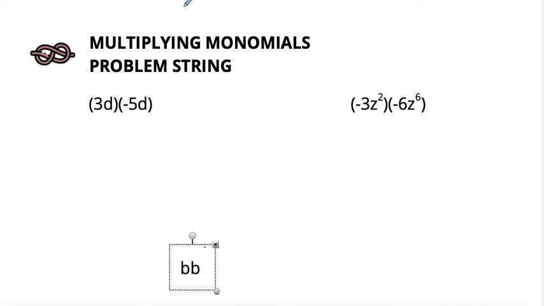Moving on to some ones that are maybe a little bit more trickier. I have 3d times negative 5d. So remember that the brackets mean multiplication. Multiply your coefficients together. So 3 times negative 5 is negative 15.